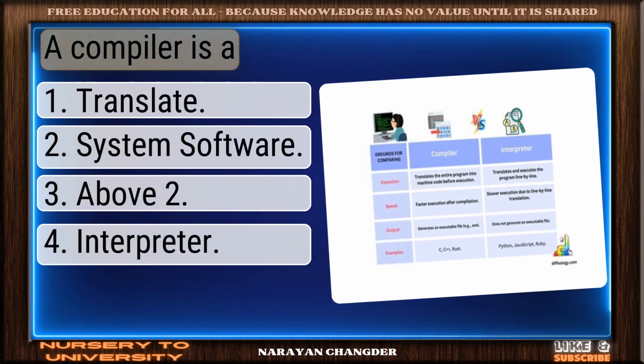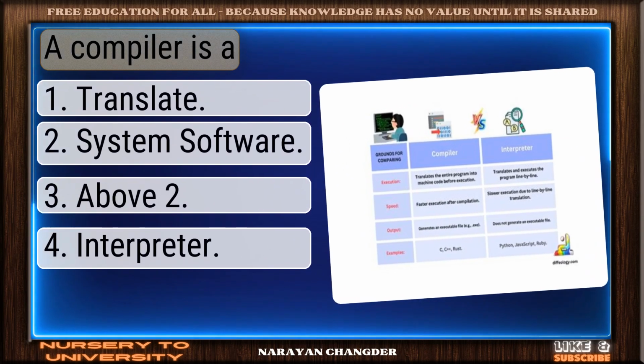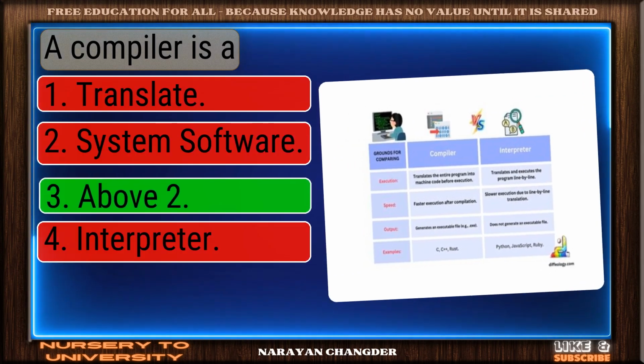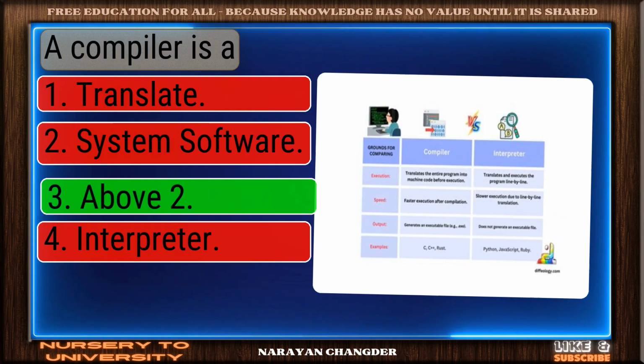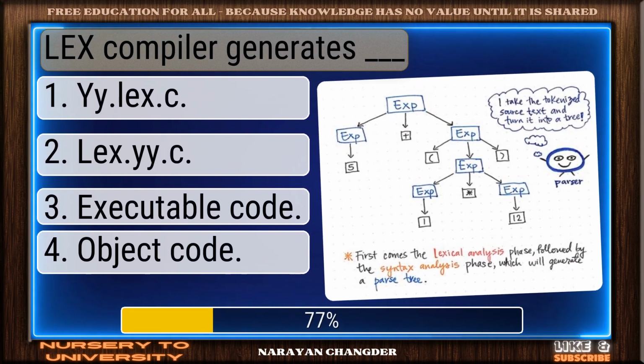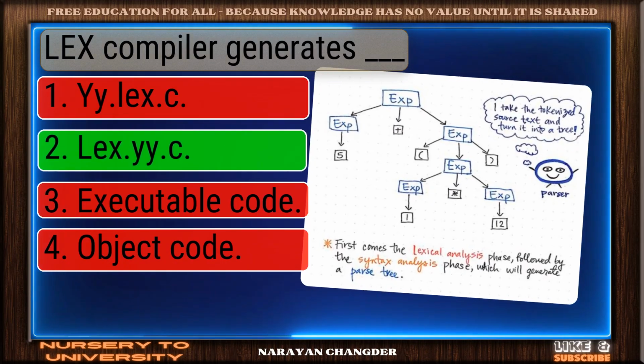Can you solve all these compiler design questions? A compiler is a... You got it. Above 2 fits. Lex compiler generates dash. On track? Lex, C is correct.